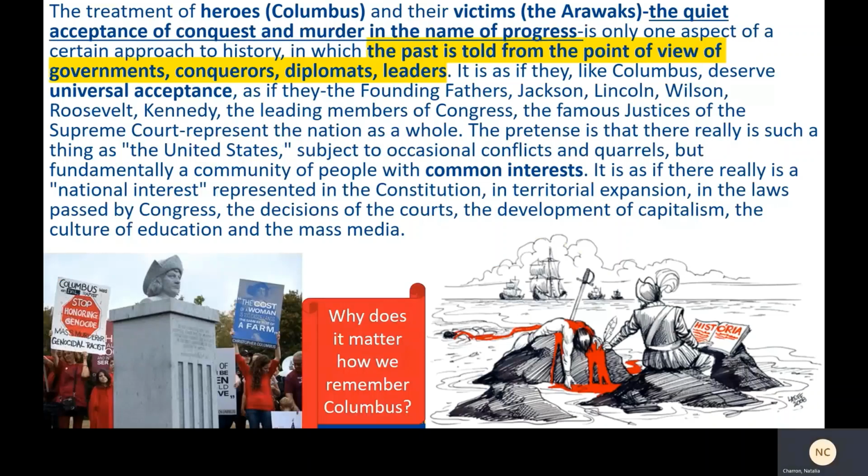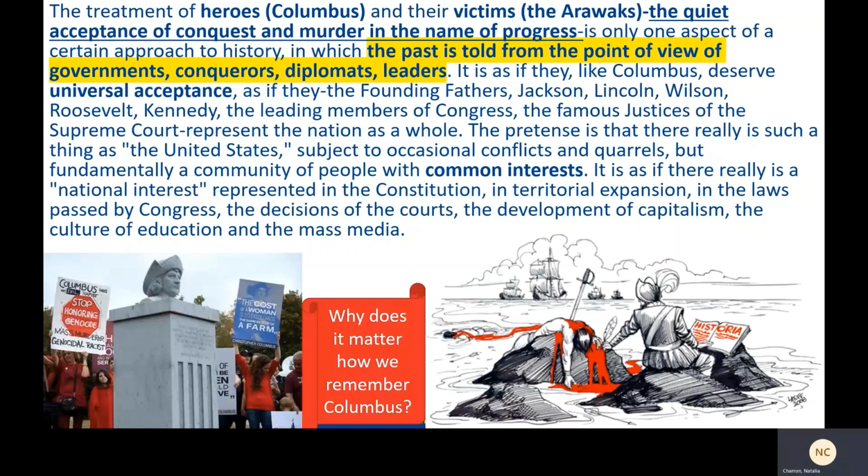The treatment of heroes, Columbus, and their victims, the Arawaks, the quiet acceptance of conquest and murder in the name of progress, is only one aspect of a certain approach to history, in which the past is told from the point of view of governments, conquerors, diplomats, leaders. It is as if they, like Columbus, deserve universal acceptance, as if they, the founding fathers, Jackson, Lincoln, Wilson, Roosevelt, Kennedy, the leading members of Congress, the famous justices of the Supreme Court, it's as if they represent the nation as a whole.